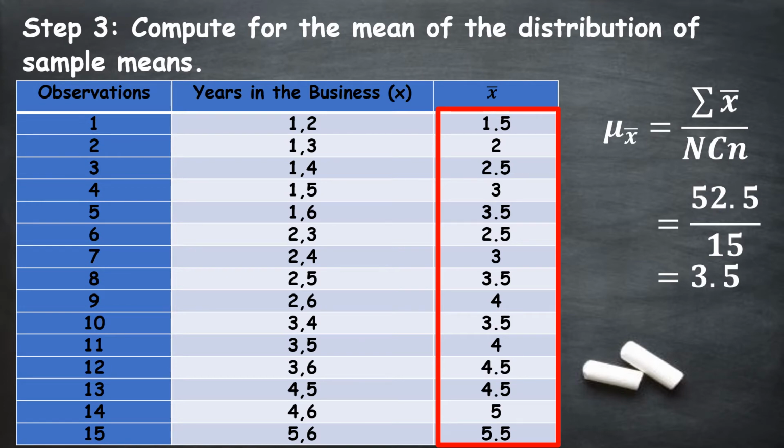And if you can remember, the population mean that we got is also 3.5. So there are some cases that the population mean and the sample mean are the same. But sometimes, or rarely, there are still times that the population mean and the sample mean are not equivalent.